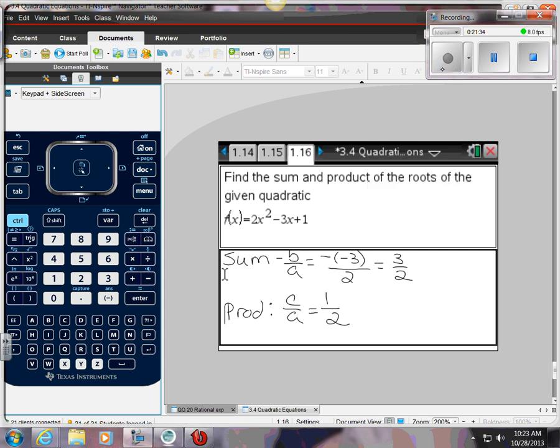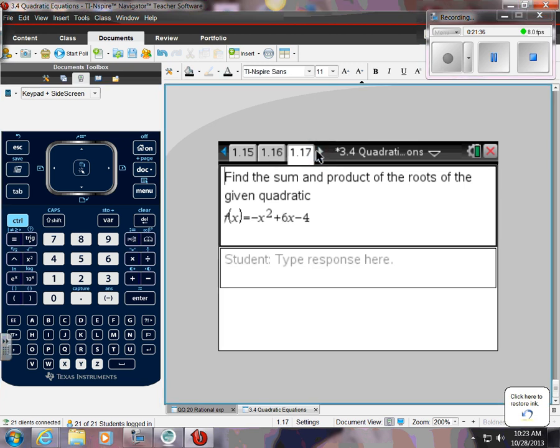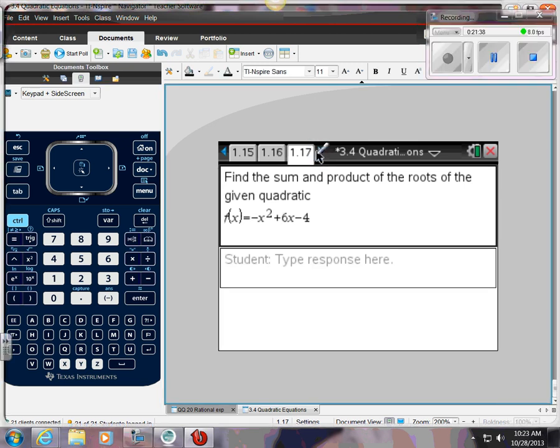All right, so next one. Sum. Negative b over a. What's b? 6. What's a? Careful. Negative 1. So what's the sum? Positive 6. Product. C over a. What's c? Negative 4. A. Product.